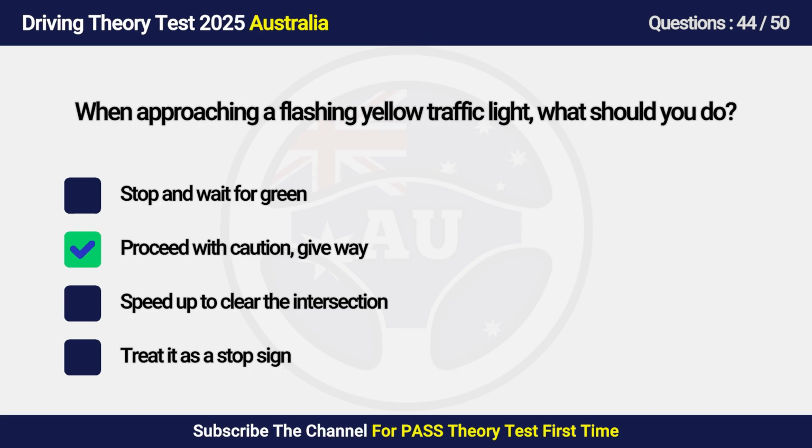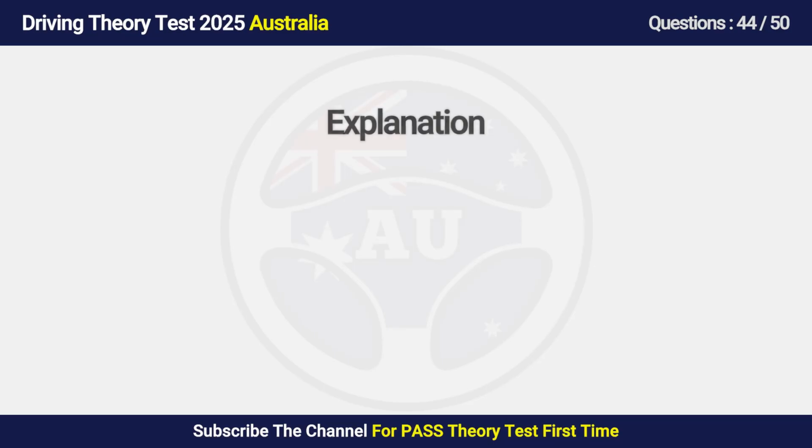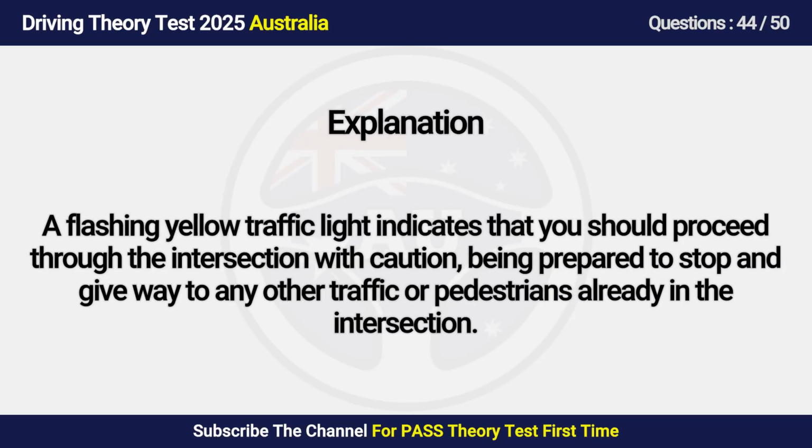Answer is B. Proceed with caution, give way. A flashing yellow traffic light indicates that you should proceed through the intersection with caution, being prepared to stop and give way to any other traffic or pedestrians already in the intersection.